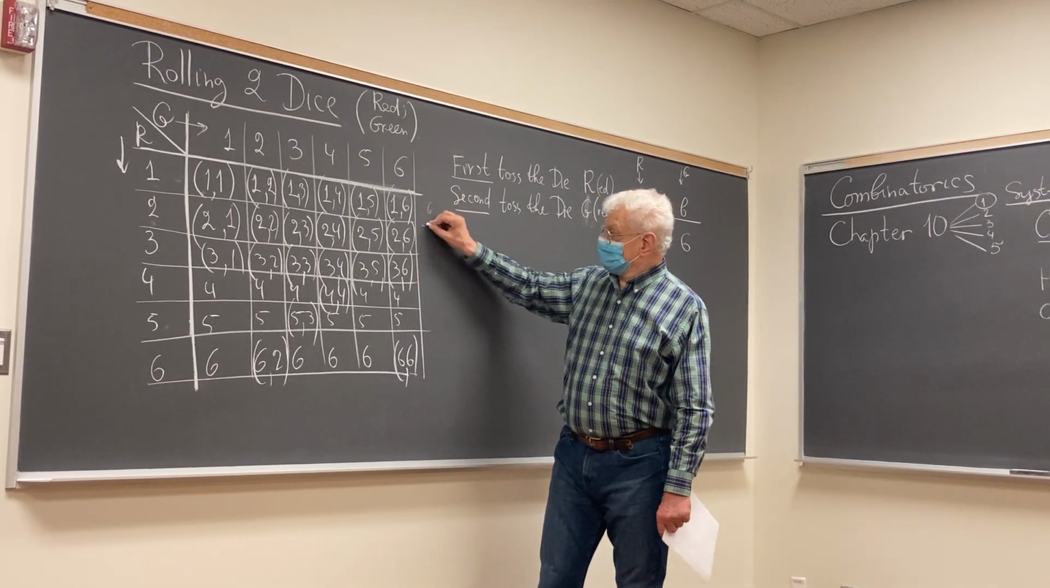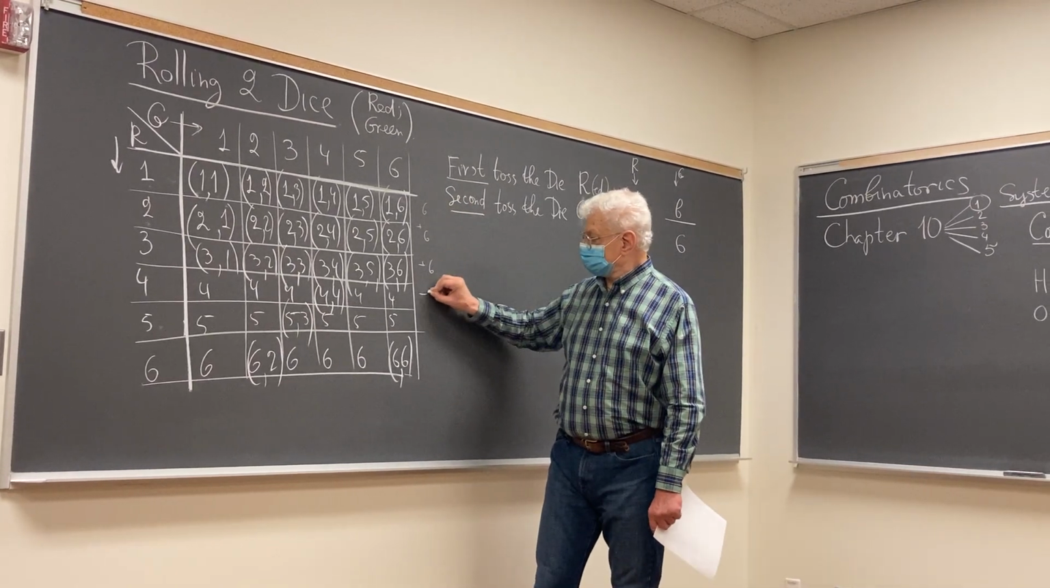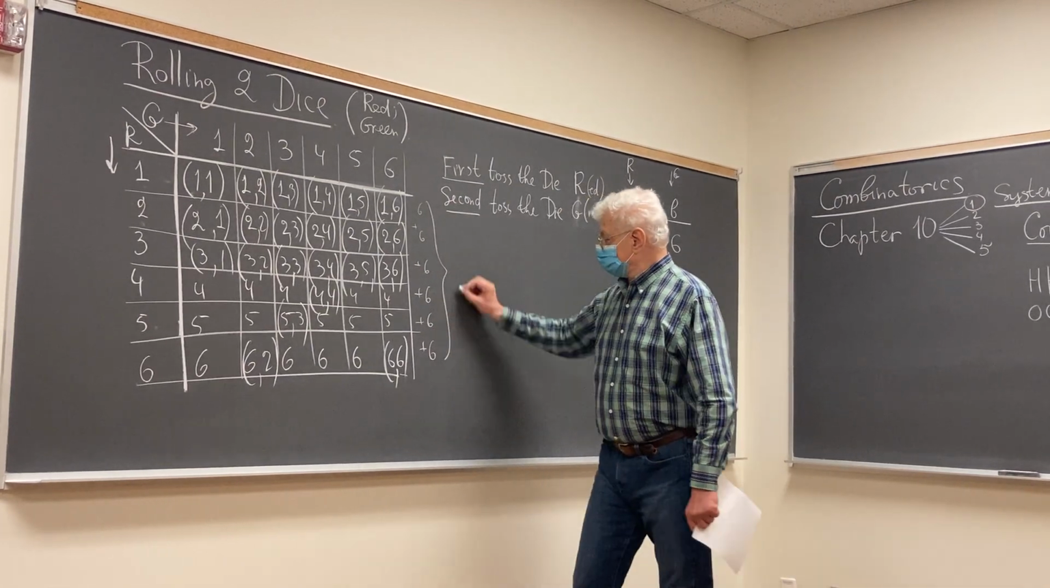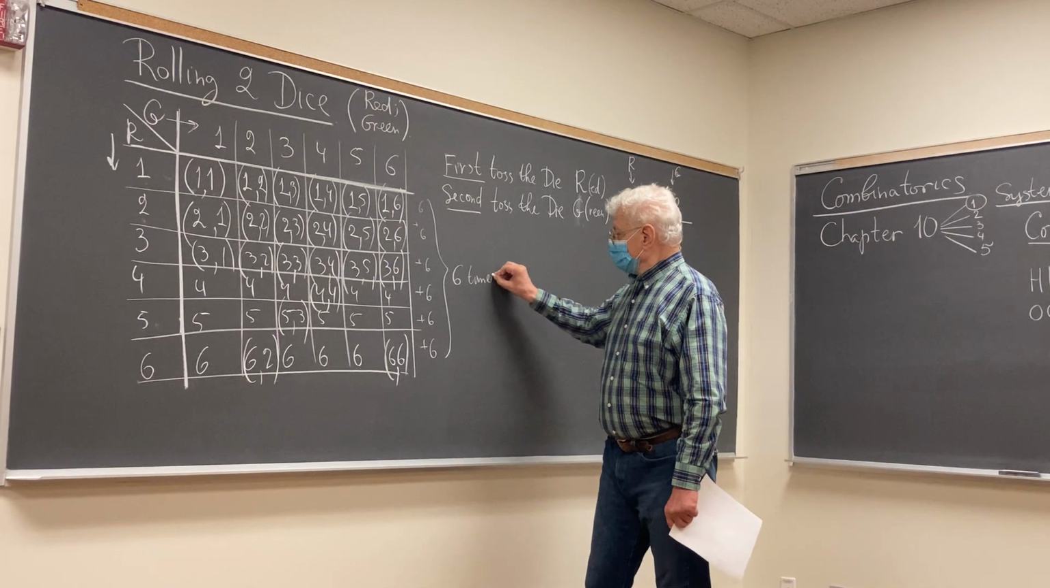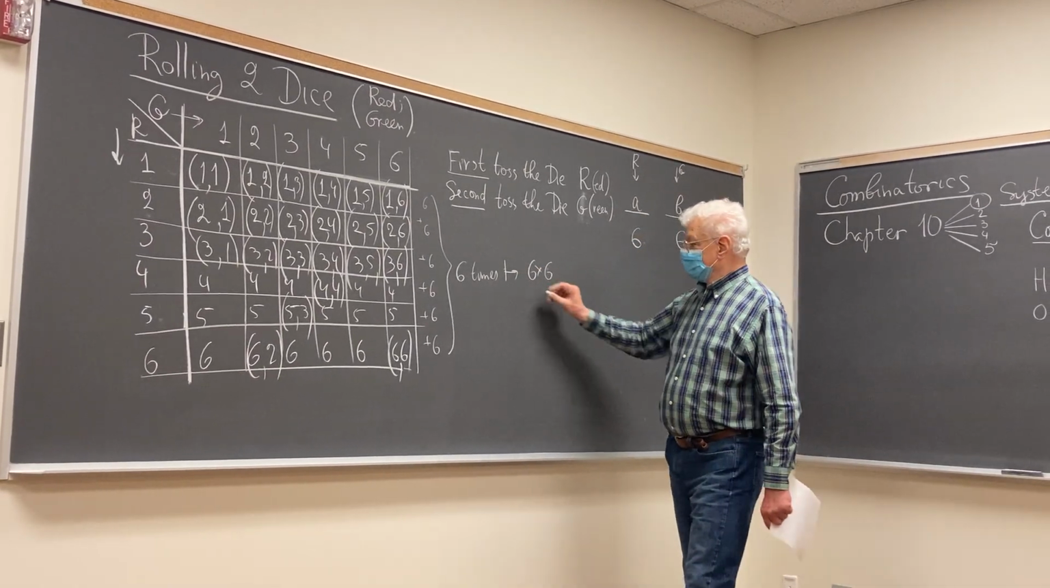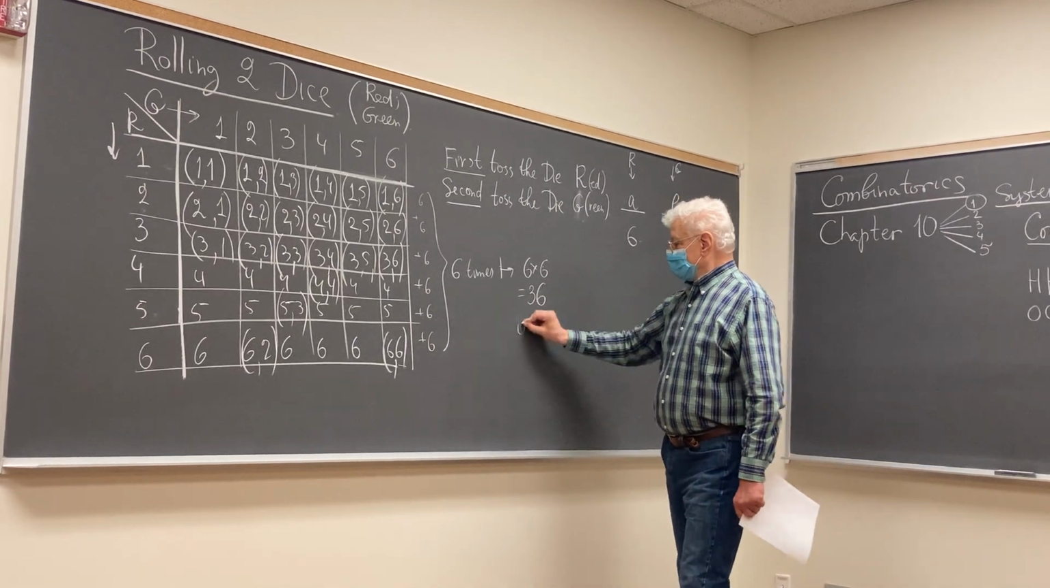6 plus 6 plus 6 plus 6 plus 6 plus 6, taken 6 times. And what does it mean? It means that 6 multiplied by 6. And the total answer is 36 different outcomes.